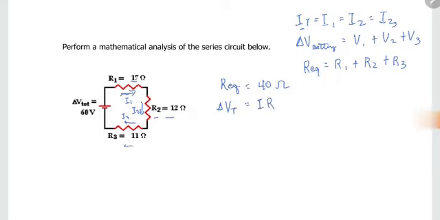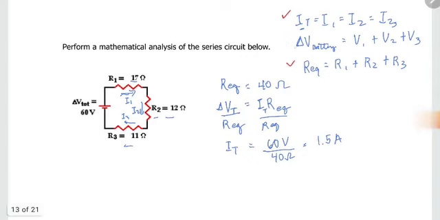Let's use Ohm's law. So I total equals the voltage divided by R equivalent. I will be getting the I total by dividing the voltage rating of the battery, 60 volts, divided by the R equivalent, which is 40 ohms. That will give me 1.5 amperes of current. So I check that here.